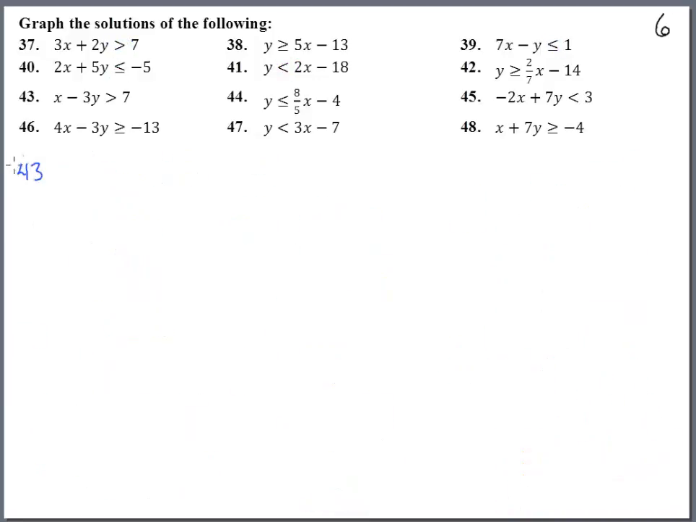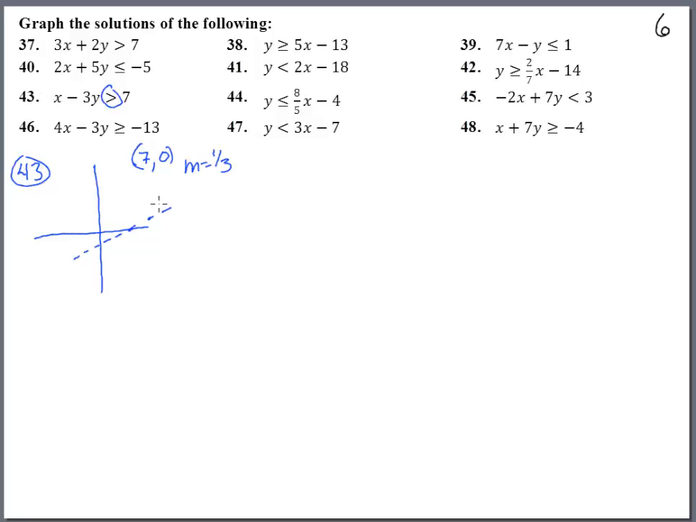Number 43. x minus 3y is greater than 7. So if we let y equal 0, we have a 7. 7, 0 is a good quick point. And the slope here is a positive 1/3. So 7, 0, up 1 over 3. Dashed line. Because of that, that makes it a dashed line. So we don't have x minus 3y equal to 7.